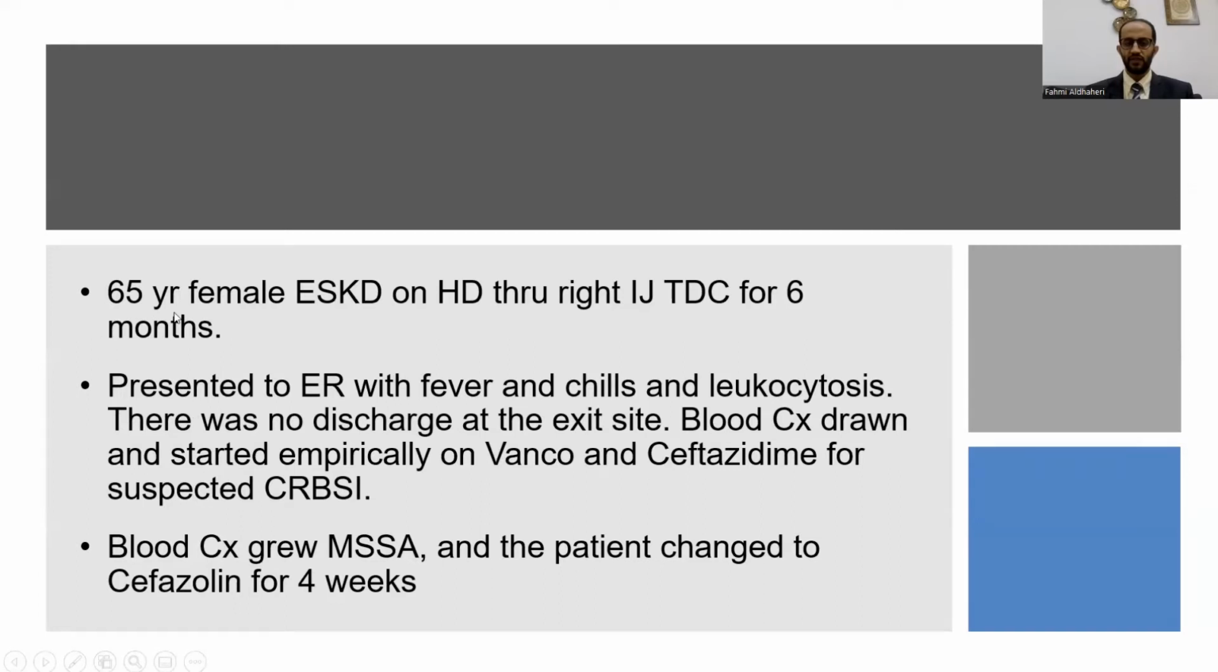This is a 65-year-old female with end-stage kidney disease on hemodialysis through a right internal jugular tunneled dialysis catheter for 6 months. She presented to the ER with fever and chills. Labs showed leukocytosis. There was no discharge at the exit site by examination. Blood culture was drawn and she was started empirically on vancomycin and ceftazidime for suspected catheter-related bloodstream infection. Later on, blood culture grew MSSA, and the patient was changed to cefazolin to complete 4 weeks.